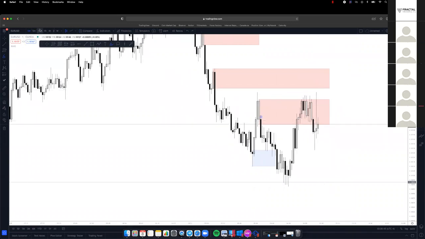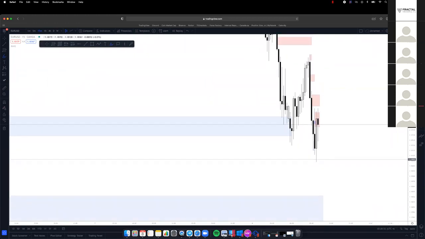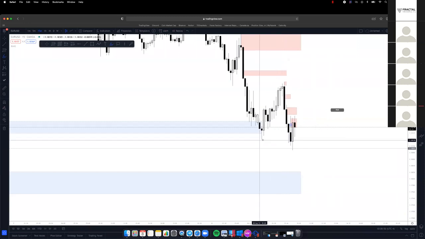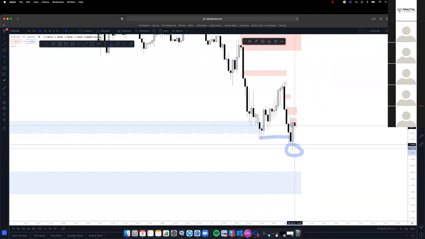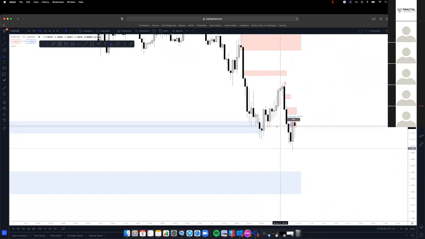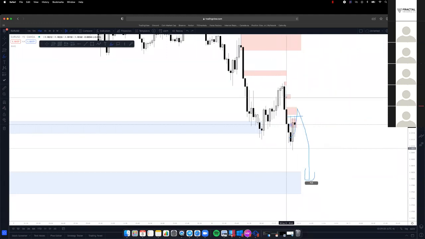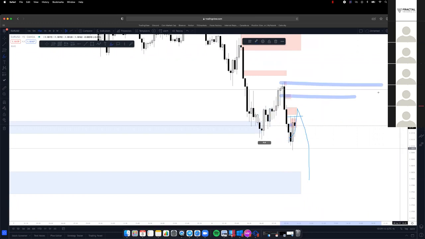If we look at the 15-minute to understand what's going on here, I guess technically, by my definition, this could potentially be a sweep into 1 minute mitigated or unmitigated demand. But ultimately, the higher time frame is in charge right now, right? That's what we need to remember. So there's a POI sitting here, which could potentially get met.